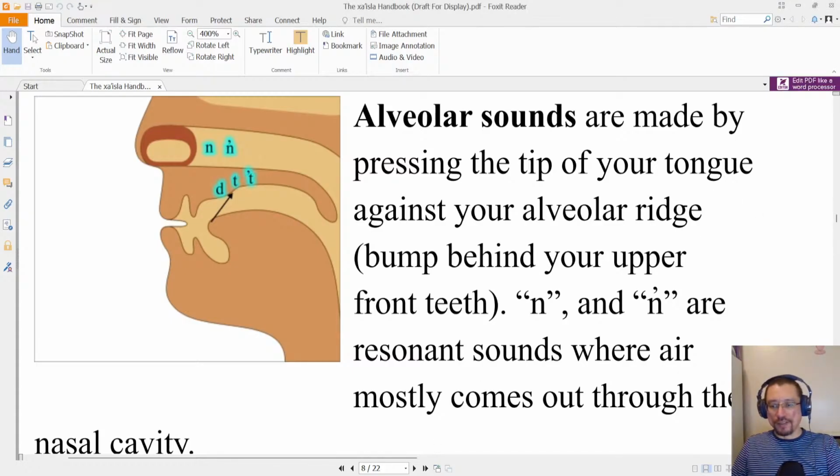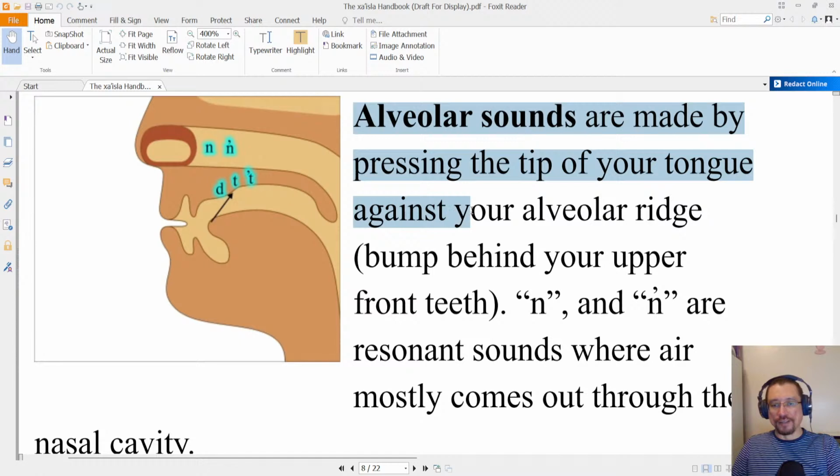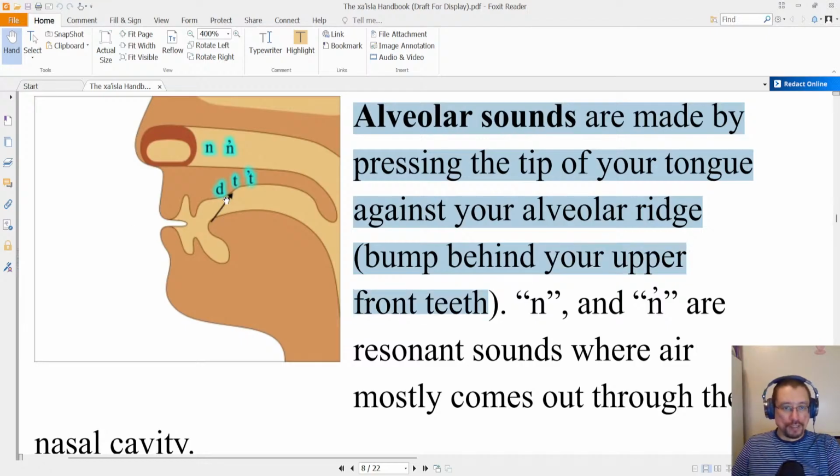In this section, we'll be taking a look at what are known as alveolar sounds. I'll say that again a little bit slower so that you get used to the sound of the word. Alveolar. Alveolar. These are sounds that are made by pressing the tip of your tongue against your alveolar ridge. The alveolar ridge is the bump behind your upper front teeth, right here, where you see the arrow pointing.